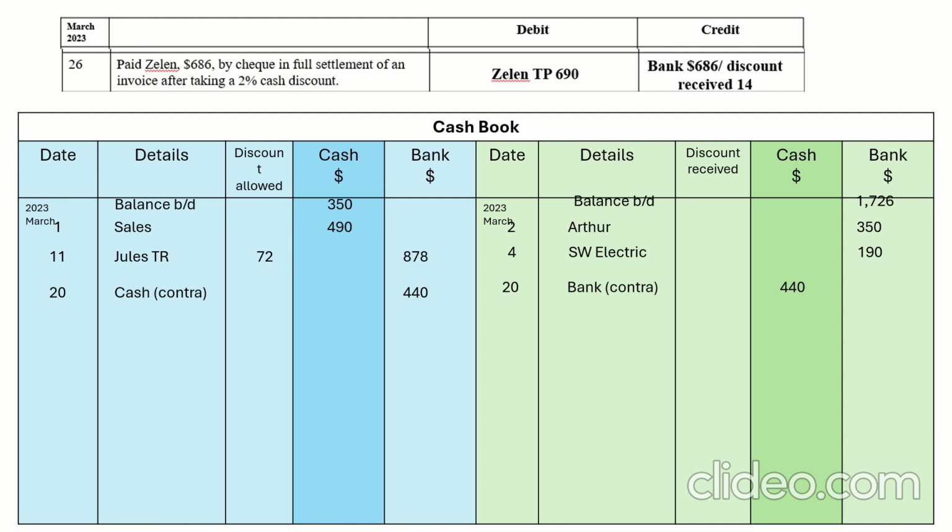26th, paid Selen 686 by check in full settlement of an invoice after taking a 2% cash discount. Selen, trade payable, debit 690, and you credit the cash book in the bank column and discount received. As you can see here, 686 should reflect on the credit side of the bank and 14 under discount received. Opposite account's name Selen, trade payable, and it occurred on 26th.